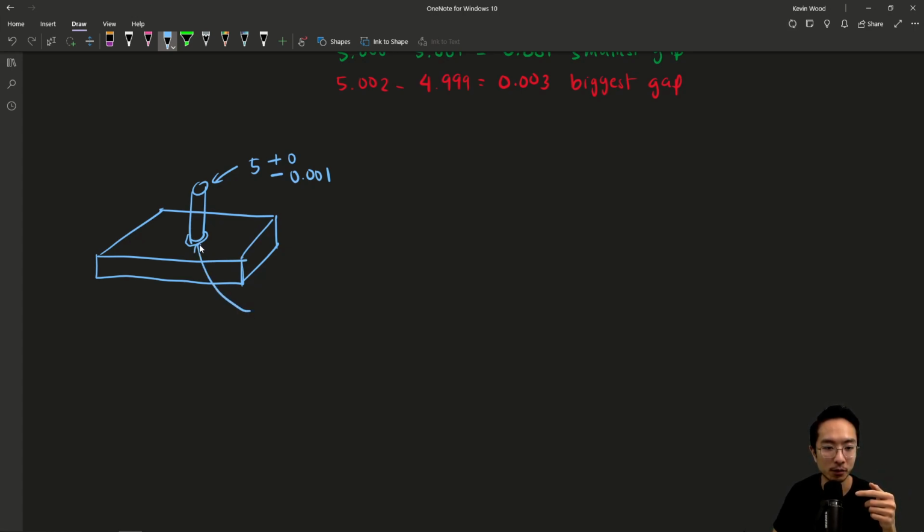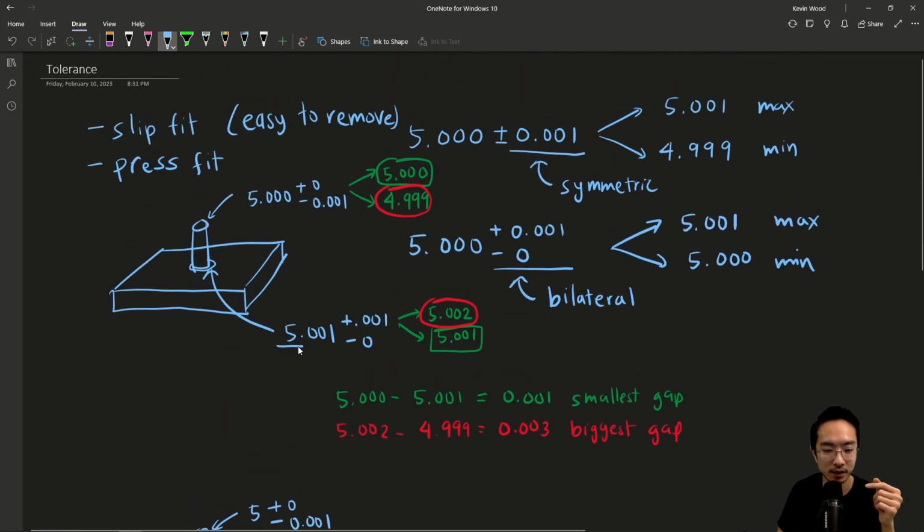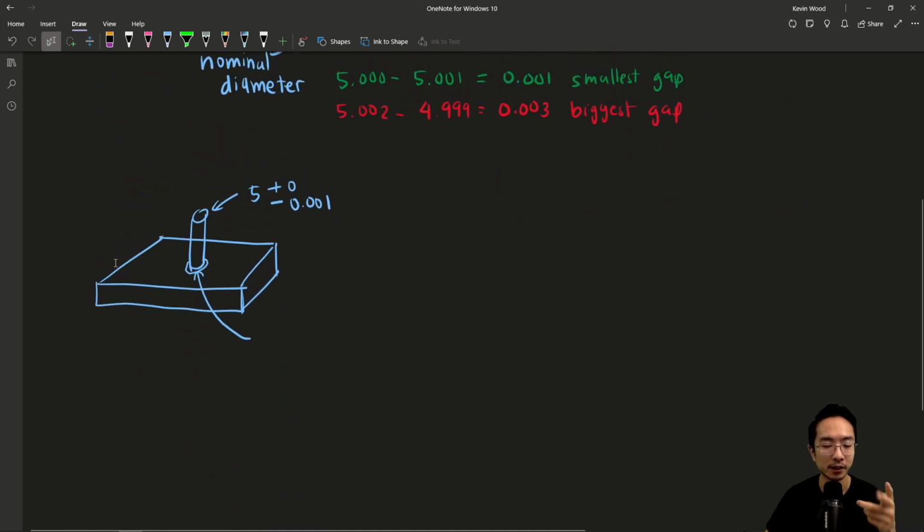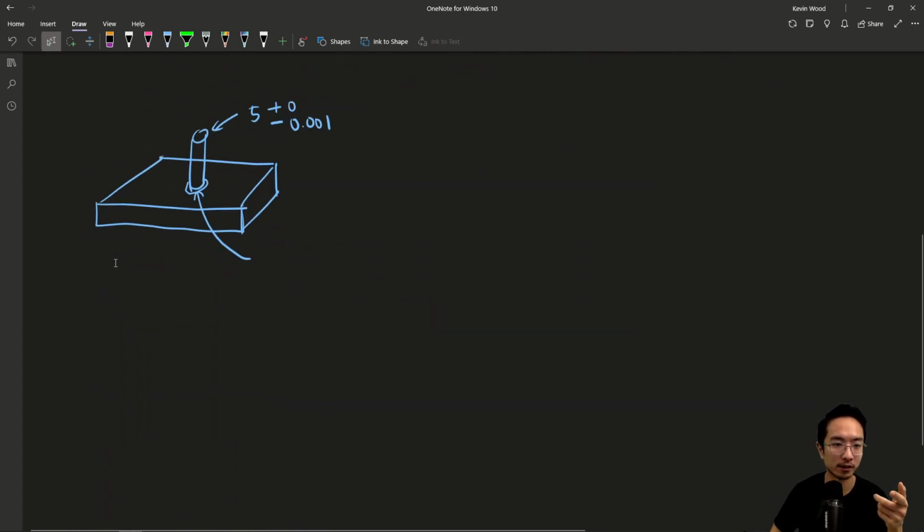So here, notice that the number here is what we call the nominal diameter. So nominal diameter is the dimension before you add the tolerancing to it. Whenever you see the plus and minus part, this is your tolerance. I'm gonna put TOL for short, and then the number in front is gonna be your nominal value. So here with the press fit example, this is for press fit.